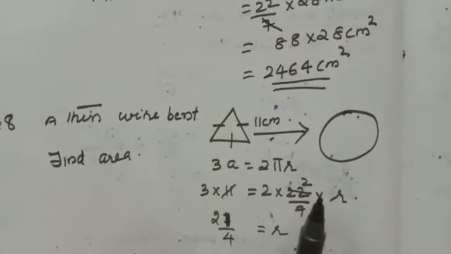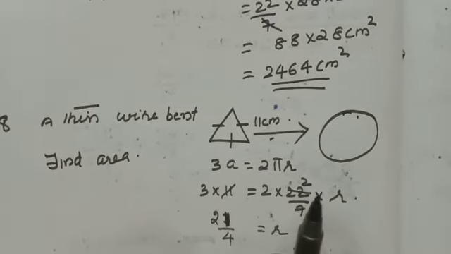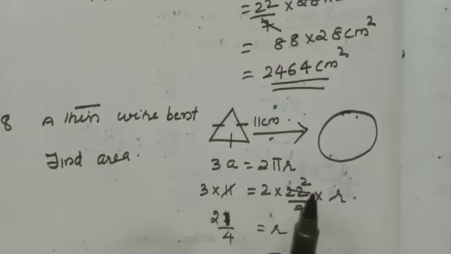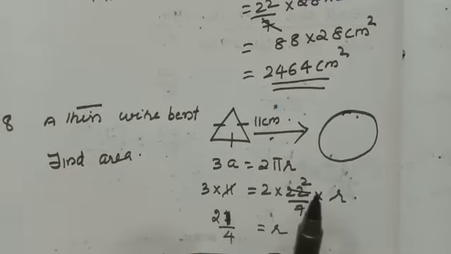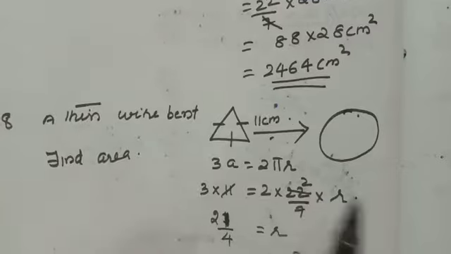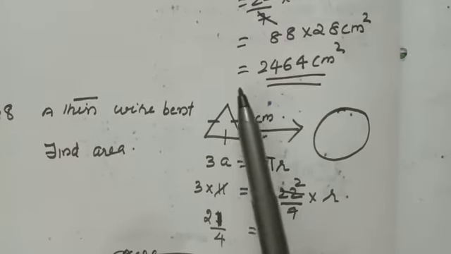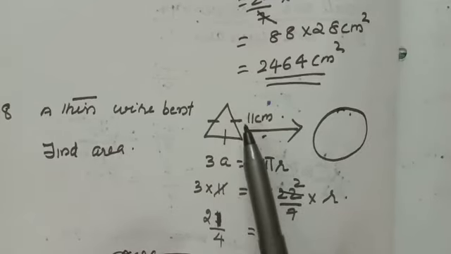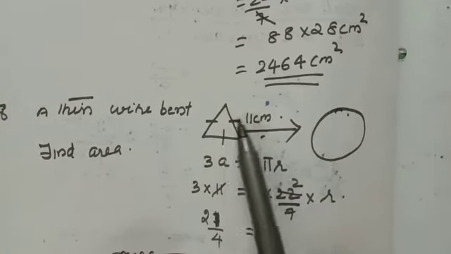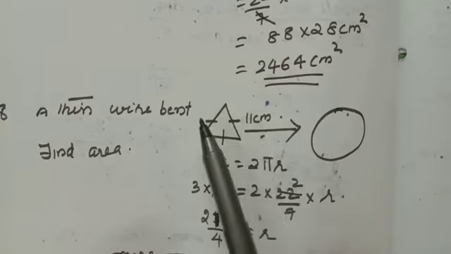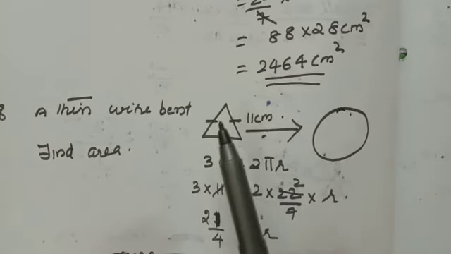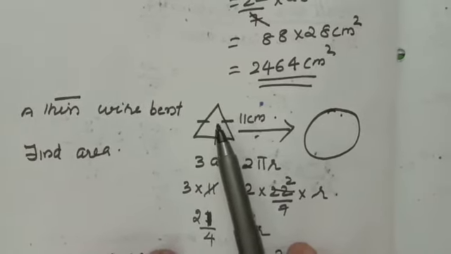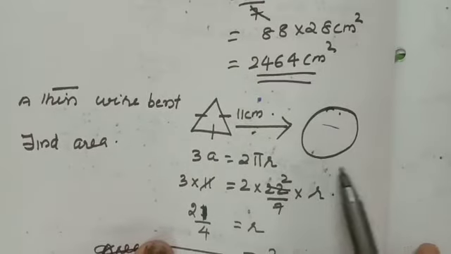A thin wire is bent in the form of an equilateral triangle of side 11 centimeter. If the same wire is bent in the form of a circle, find its area. First, with that one wire we make one equilateral triangle. Equilateral triangle meaning 3 sides are equal: 11 centimeter, 11 centimeter, 11 centimeter. After that, the same wire will form a circle.